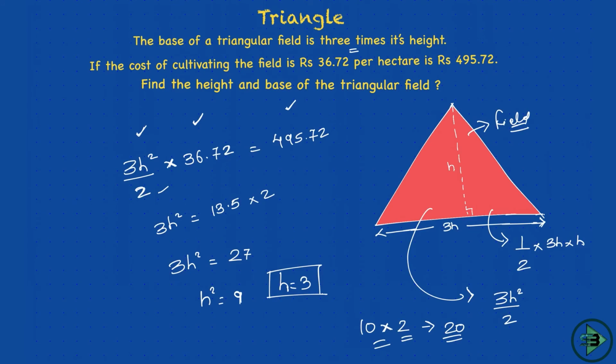So find the height and the base of the triangular field. The height will be equal to 3, and the base is 3 times that of the height. So 3 into 3, that will be equal to 9. Okay, so I know the answer for both. The base is 9 and the height is 3. Okay, so that's how simple it is. Just know the basics, and solving the problem should be a lot easier after that.